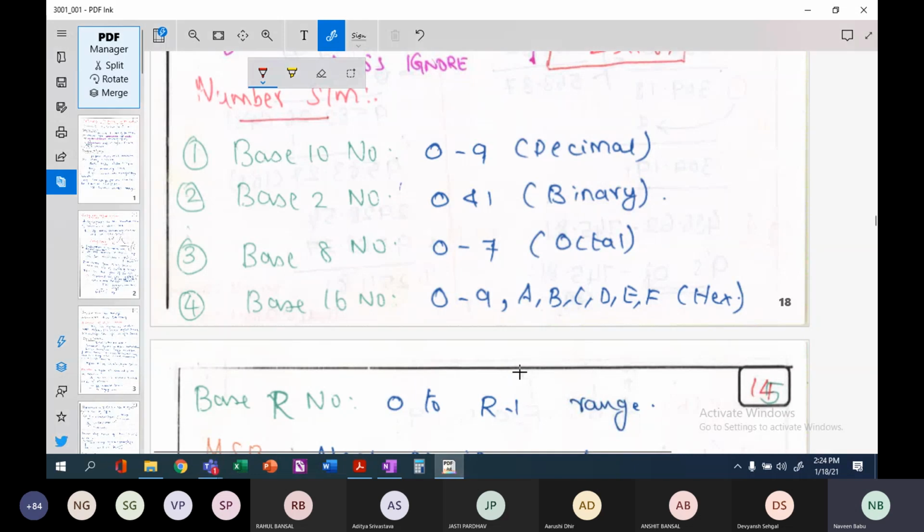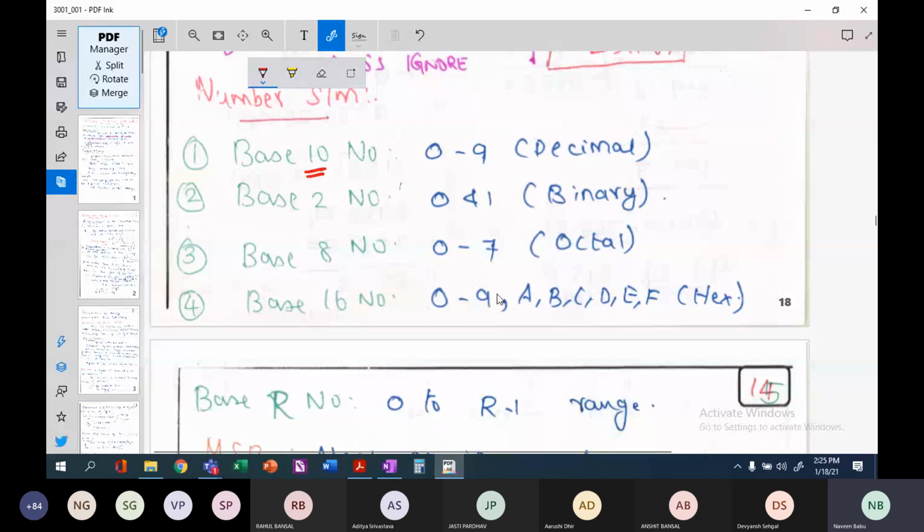So I've been repeating this. For a number system, the base is very important. You can have a base of 10 or 2 or 8 or 16 or any number, right? And if you have that particular base, the symbols will be, for base 10, from 0 to 9. For base 2, 0 to 1. For base 16, you are crossing the numeric symbols 0 to 9, and then you are using the alphabet.